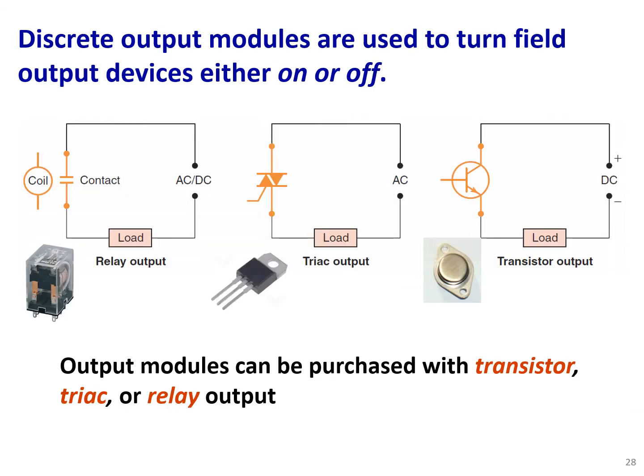Discrete output modules are used to turn field output devices either on or off. Output modules can be purchased with transistor, triac, or relay. So triac and transistor also act similar to a relay. And the point of using all of these types of devices is to separate our logic circuit from the power circuit. On the logic circuit, we have low voltage. On the power circuit, we have high voltage.